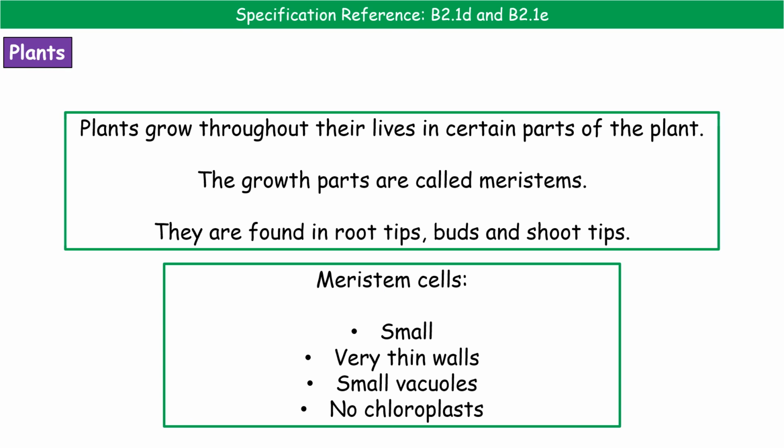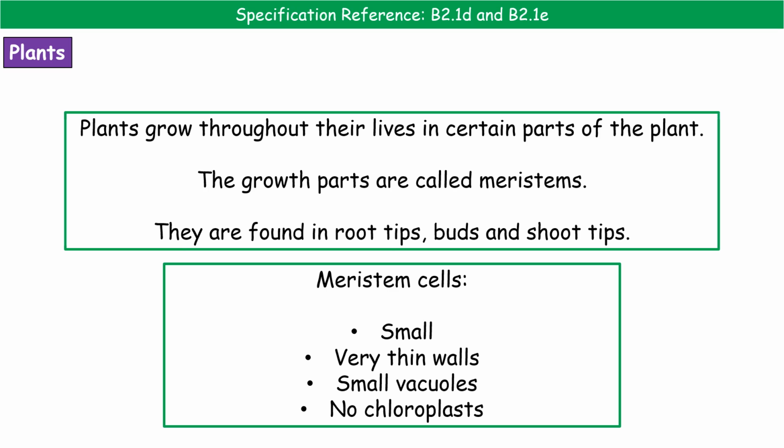We then need to remember that plants also have their own version of stem cells, and these are called meristems. So they're basically found in the growing bits of the plant. So root tips, shoot tips, and the buds. So the bits of the plant that are growing will have these meristem cells.